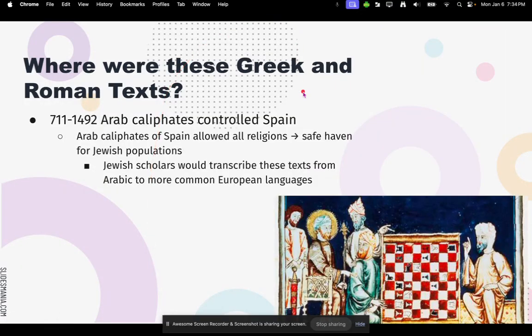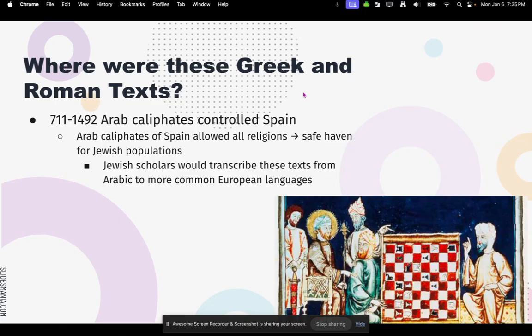So another really important feature about Arab caliphates is that in Spain, they allowed all religions to live there, okay? Even though they're ruled by Muslim countries, that did not mean everyone in that ruling part had to be Muslim. They could be any religion. So it was a really big safe haven for the Jewish population.